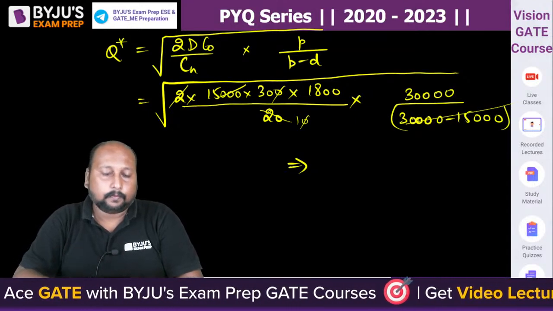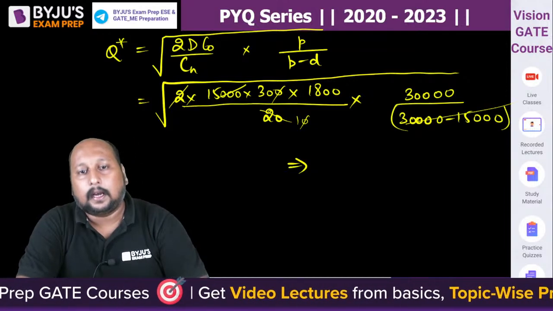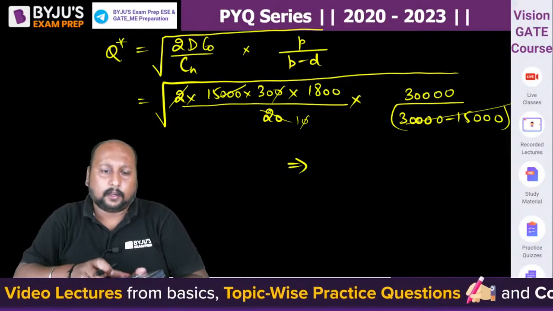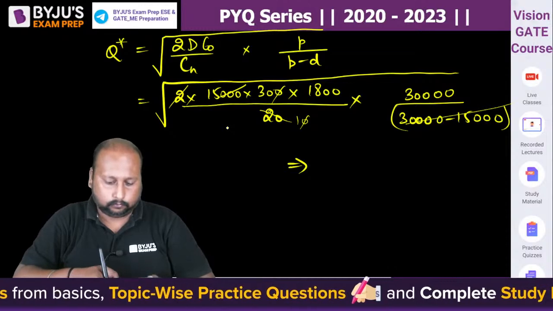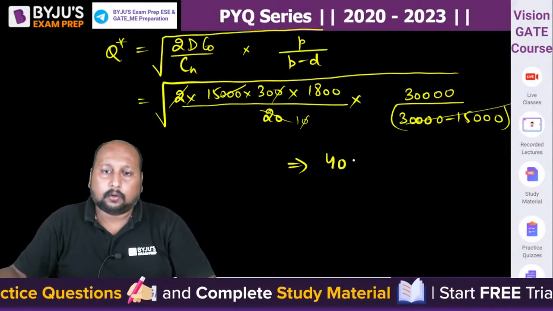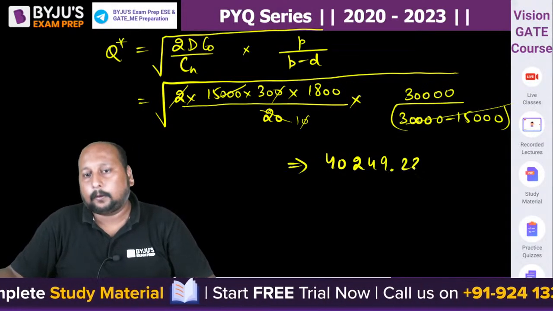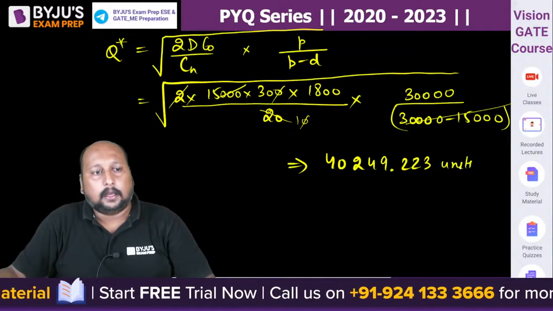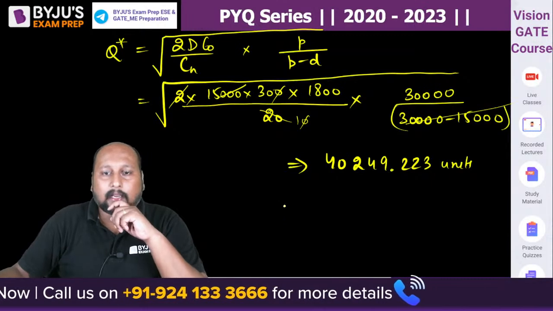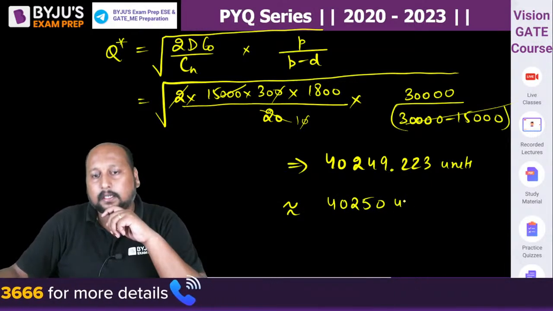Yes, what is the value you're getting? Anyone who has calculated? Yes, 40,000 something. We are getting this value to be 40249.23, 223 units. Fine. Yes. So we can round off to the next integer, that is 40250 units is the final correct answer.